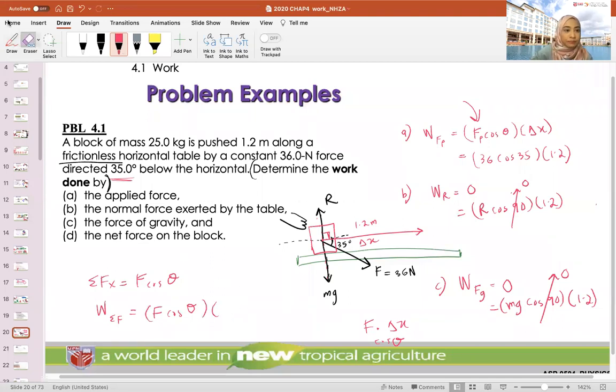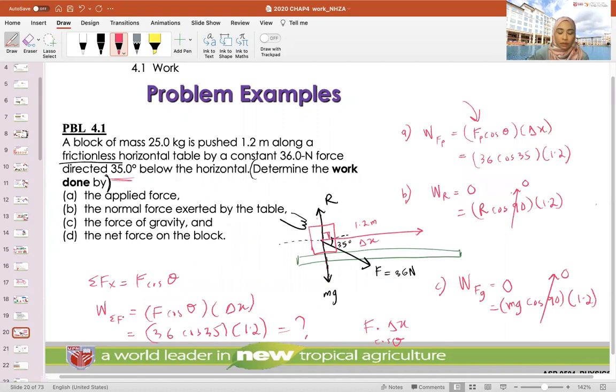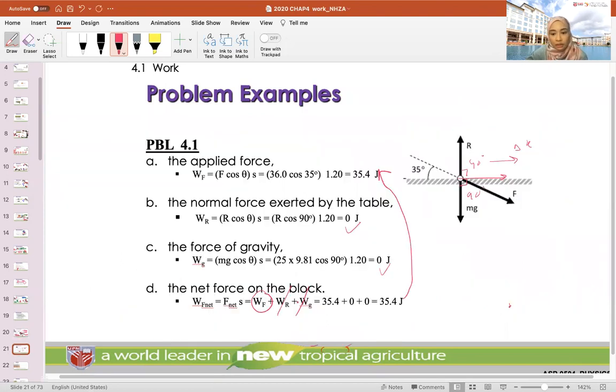Let me write the general equation: delta X, and this is going to be 36 cosine 35, 1.2. This is your answer. Okay, you can use your own calculator. So let's see the answer. For the applied force, we resolve F cosine theta, 36 cosine 35 times 1.2. The normal force, 0. Force of gravity, 0, because they are 90 degrees to the motion. So we get zero. Then for the net force, we only have this one with a value, all the others are zero. So the answer will be the same as here, which is what we got. Net Fx is only F cosine theta, parallel to the displacement, and this is the same as A, which is what they are seeing over here.